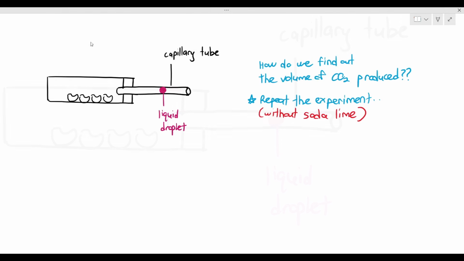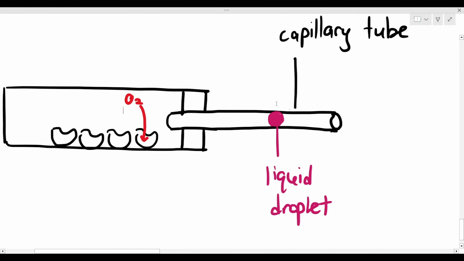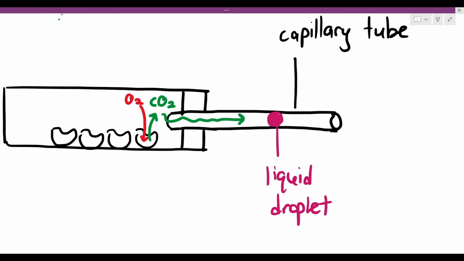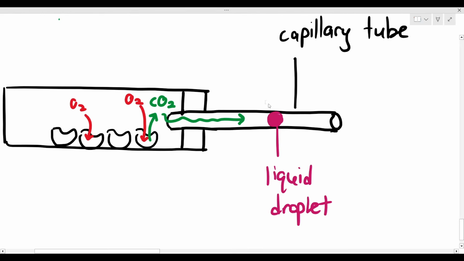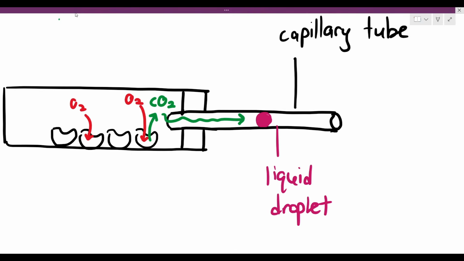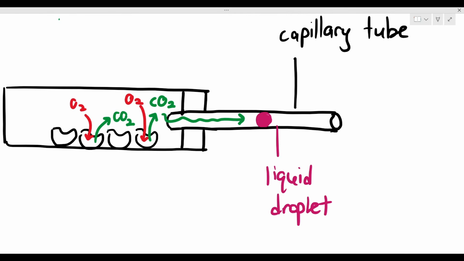Think about it logically. Imagine that as the seed uses up oxygen, what happens to the liquid droplet? The liquid droplet moves to the left, as you can see over there. That's fine. But now the seed, as it carries out aerobic respiration, also produces carbon dioxide. Is the carbon dioxide going to be absorbed by anything? No. And that carbon dioxide will push the liquid droplet, so it goes back to its original place. As you can see here, oxygen is being used up by the seed again, the seed produces carbon dioxide, and the carbon dioxide pushes the liquid droplet.